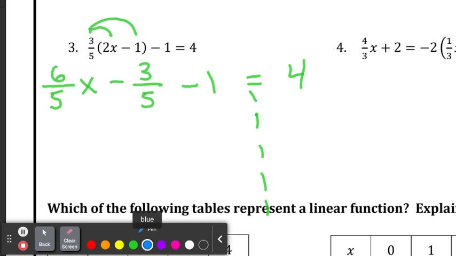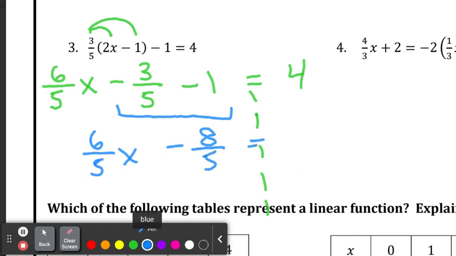So we have these numbers. They don't have an x attached to them. So we're going to combine like terms. If you didn't want to do this, you could add 1 to both sides of the equation and then add 3/5. You'll get the same answer. So I'm going to bring down my 6/5 x. Negative 3/5 minus 1 is minus 8/5 equals 4. And then I'm going to move my minus 8/5. So I'm going to add 8/5 to both sides.